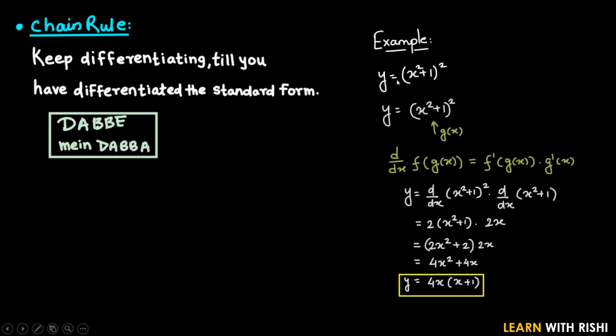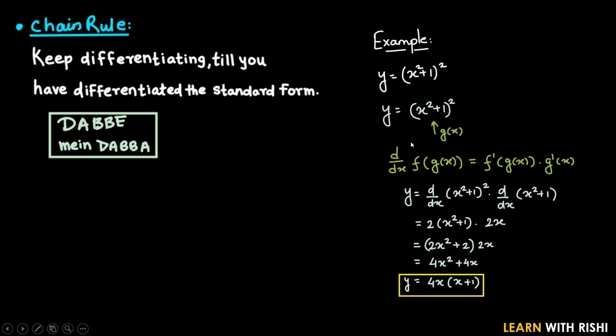For example, if my function is y is equal to x square plus 1 the whole square. So this is not a standard form. Our standard form is variable raised to constant. Now this variable is not in a standard form. It is something like x square plus 1. So this becomes my composite function. Composite function means inside a function there is another function.